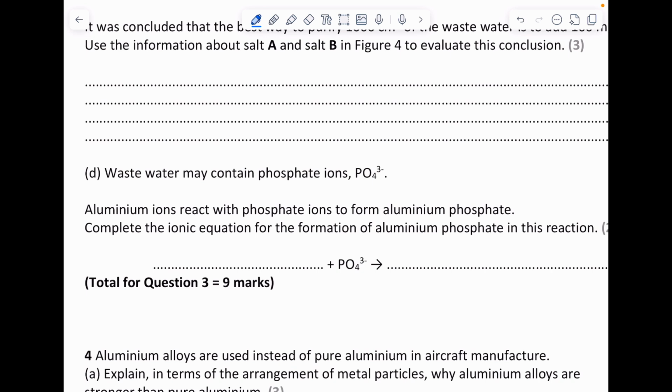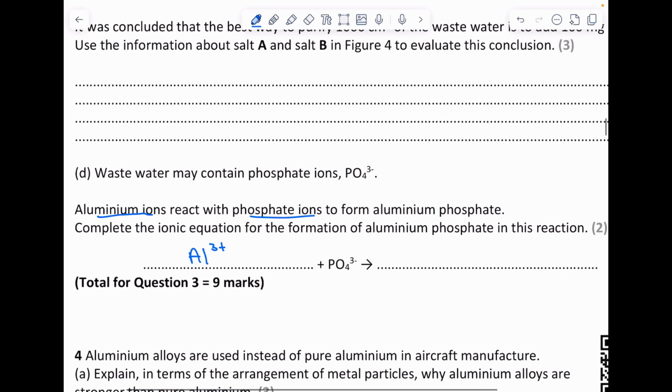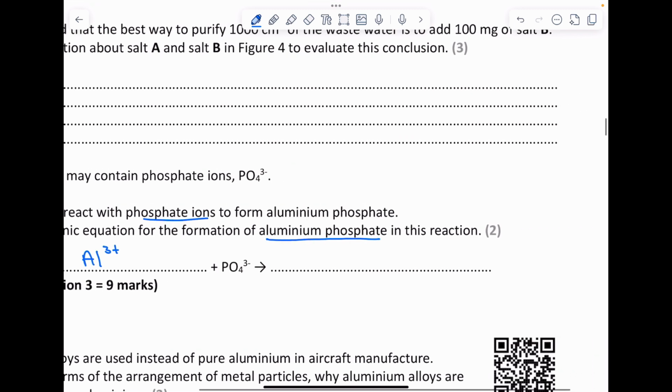Okay, so in this question, we've been asked to react aluminium ions with the phosphate. So we've got the phosphate there. Aluminium ions, if you look at aluminium on the periodic table, it's in group 3 and therefore forms a 3+ ion. We've now got to work out the formula for aluminium phosphate.